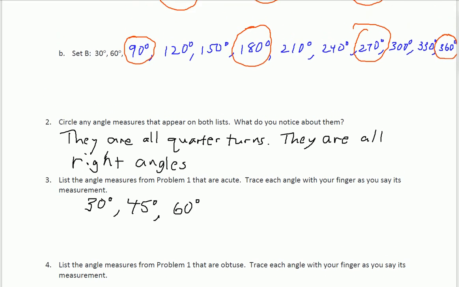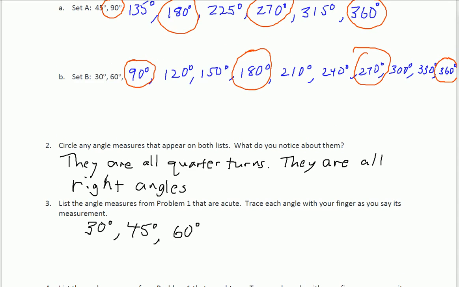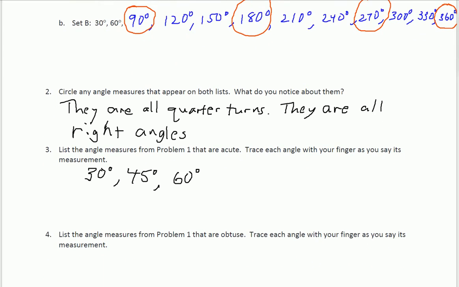Let me put this down a little bit. I can't see all those angles. Greater than 90, so we're going to have 120. It's going to be 135, and 150. Okay, those are going to be the only ones that we have.